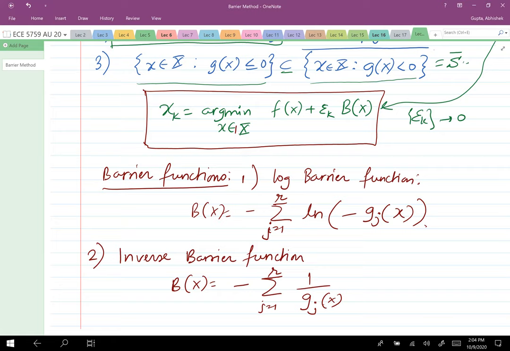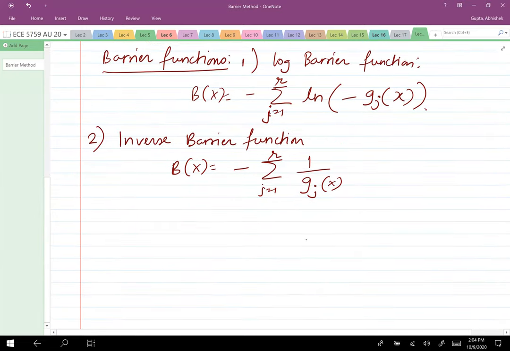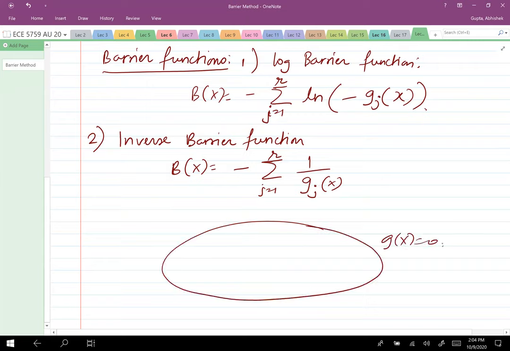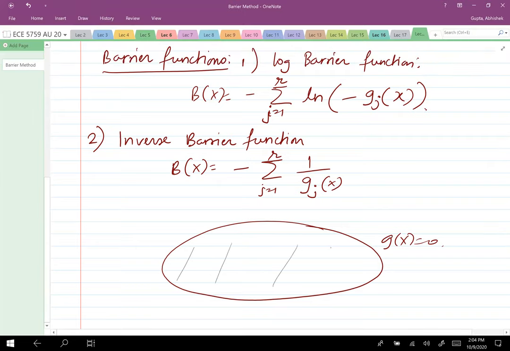But there are other cool properties also satisfied by this barrier function B(x). So what happens when g_j(x) is far away from zero? Remember, we want g(x) less than or equal to zero. So this is my constraint set, g(x) equals zero. And this is the region where g_j(x) is less than or equal to zero.